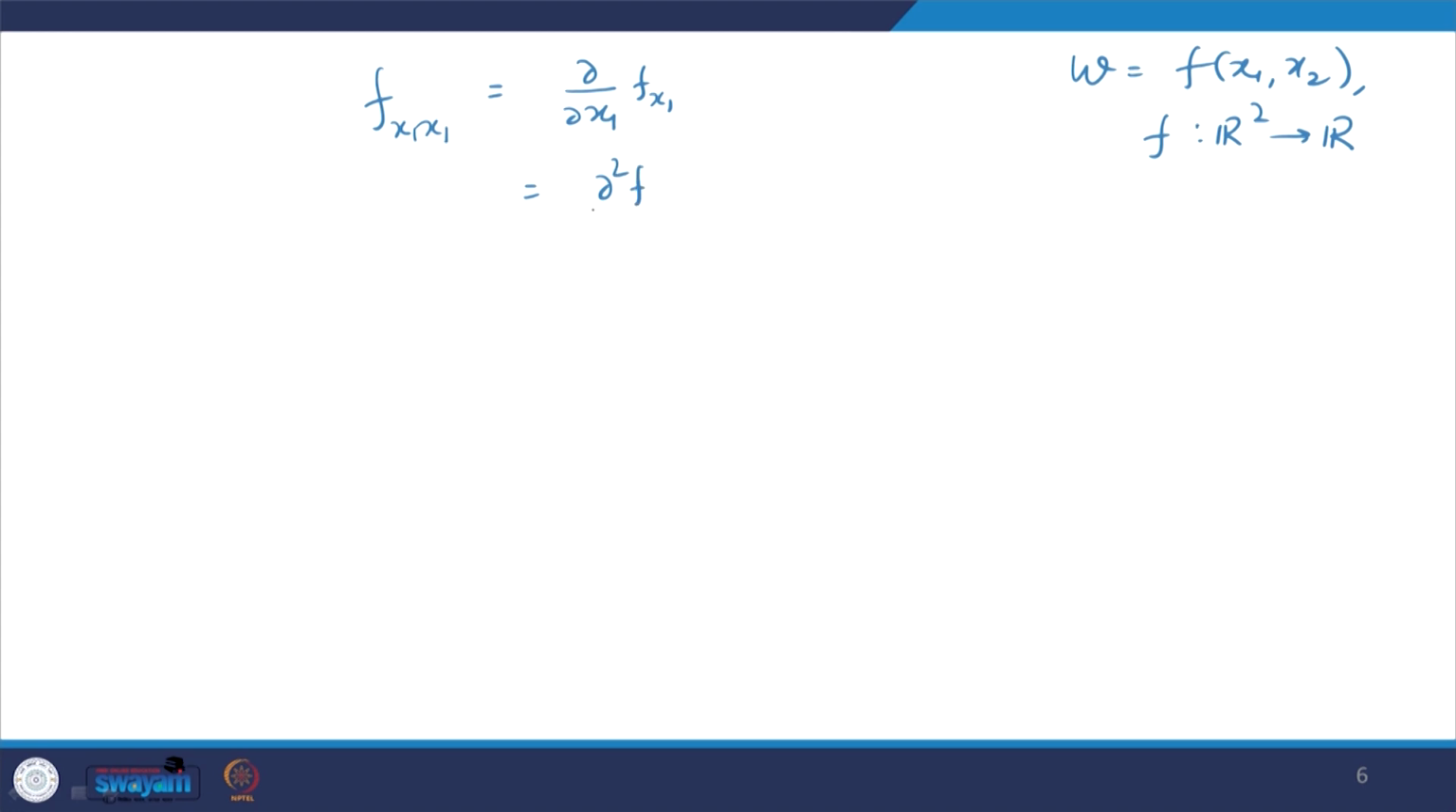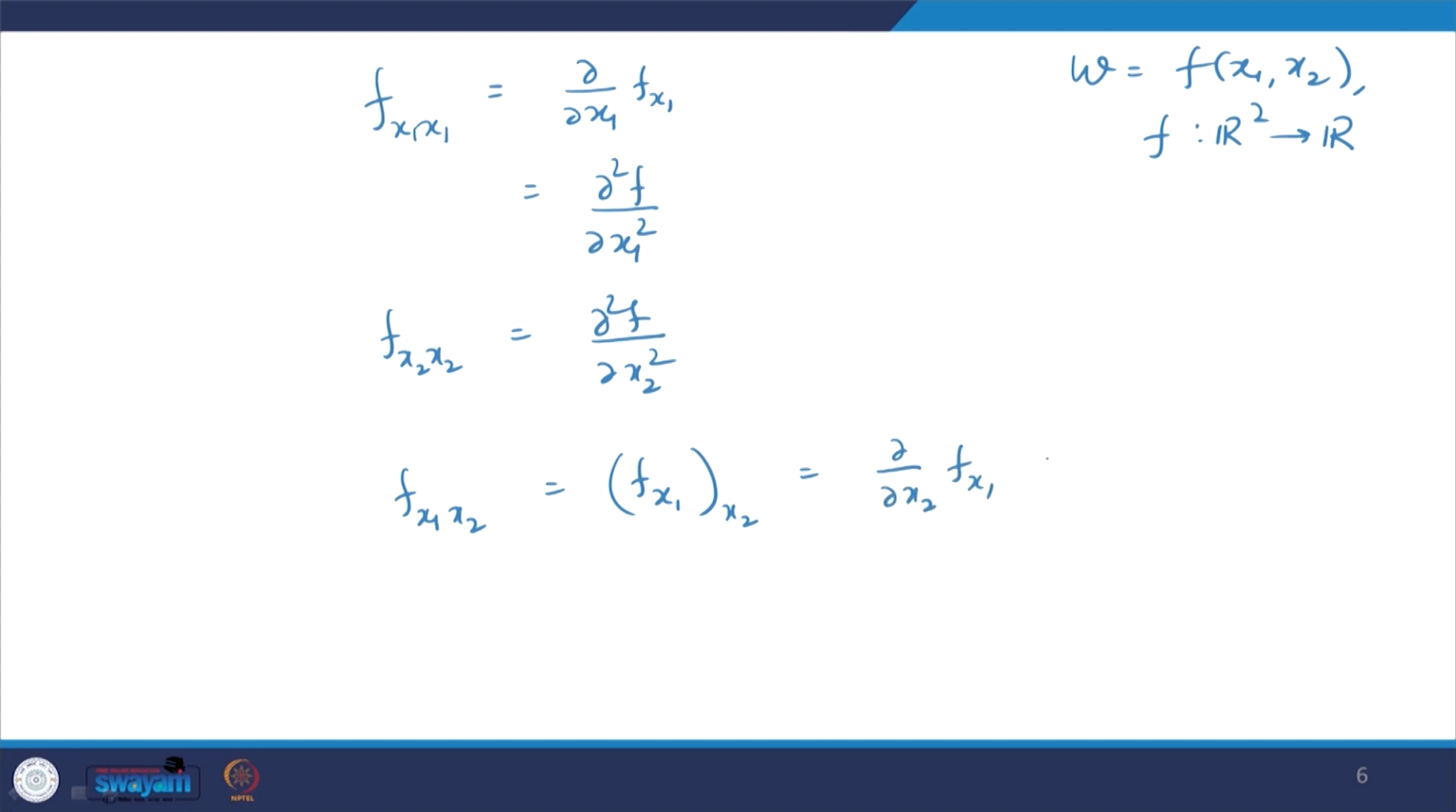Okay. In the same way, we can define higher order derivatives. Suppose we have a function w of two variables x 1 and x 2, where f is a function from R 2 to R. Then the second order derivative may be defined as del by del x 1 of f x 1, which is nothing but the second order derivative of f with respect to x 1. If we want to define del x 2 x 2, that means the second order derivative of f with respect to x 2. If we want to define del x 1 x 2, this means del by del x 2 of f x 1, and that simply means the second derivative of f with respect to x 2 and x 1. And similarly, other higher order partial derivatives can be defined.